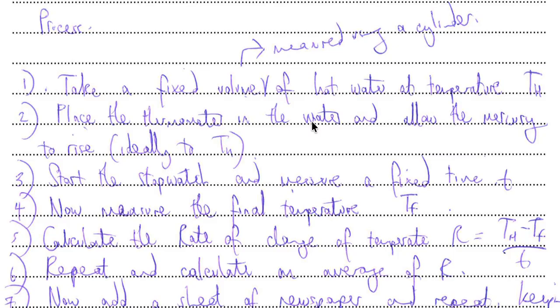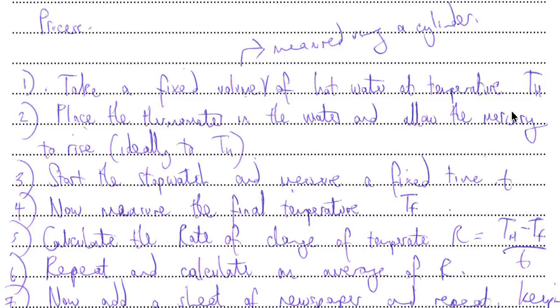I thought, you know what, I should say that. It's an additional piece of apparatus. I'm going to call that TH, hot temperature. We're going to place the thermometer in the water, and we let the mercury rise up to TH. That's probably a bit too specific, but I just thought that was a nice bit of detail.